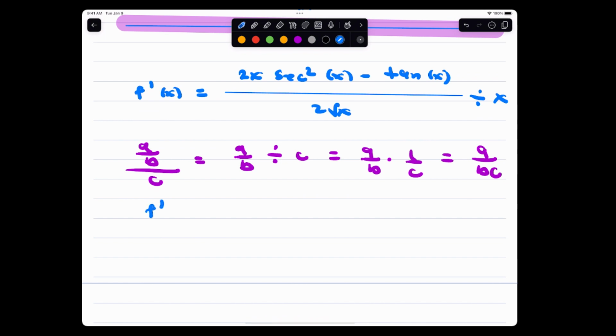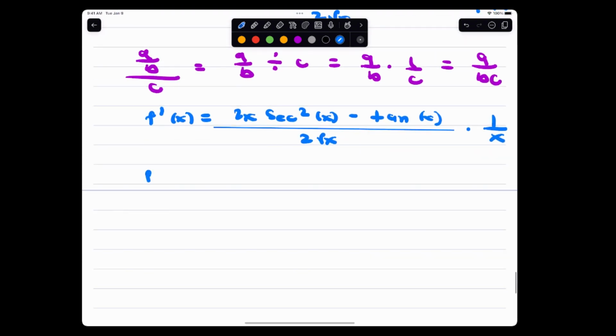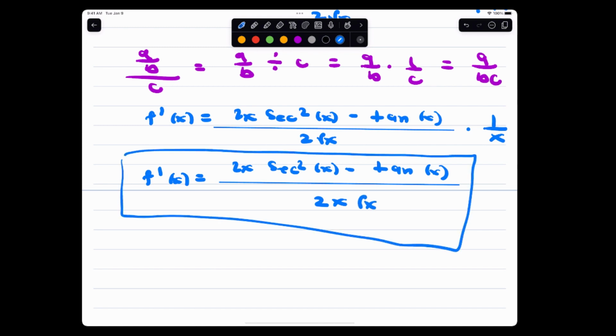And then you say 2x secant squared x minus tangent x over 2 square root of x times 1 over x. And this now would be 2x square root of x. And you are finished.